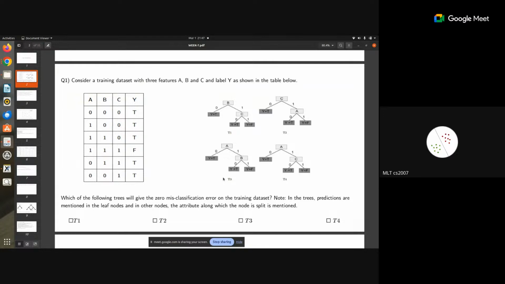Now, which of the following trees will give zero misclassification error on the training data set? That is what is given to you. In the trees, predictions are mentioned in the leaf nodes. And which are the leaf nodes?